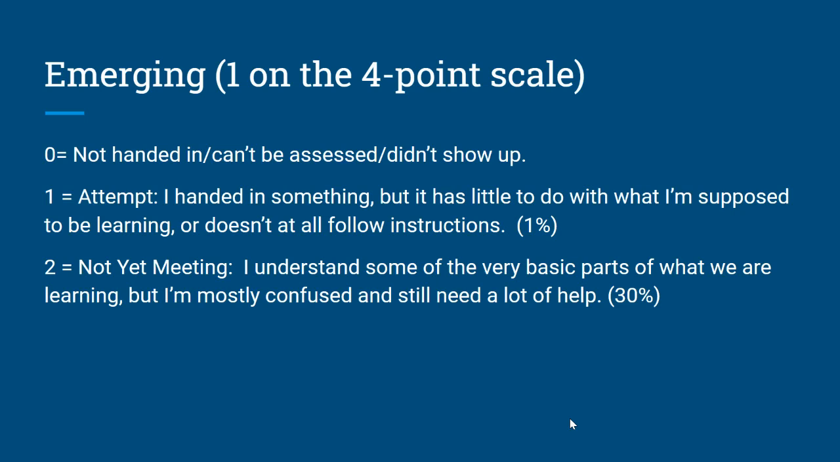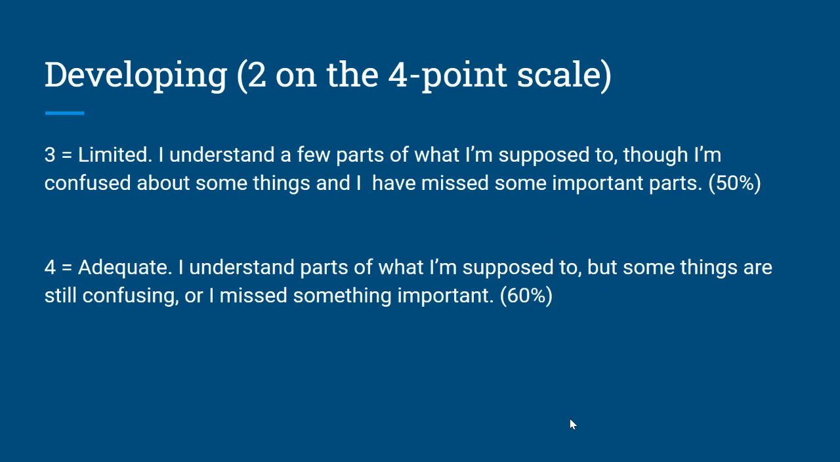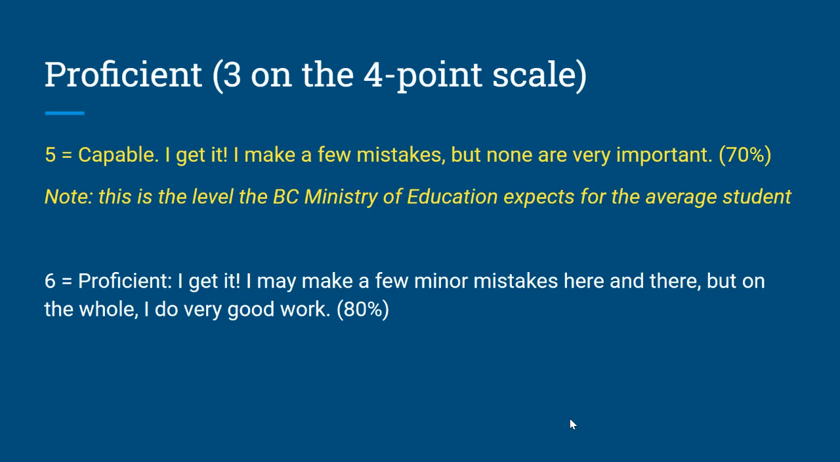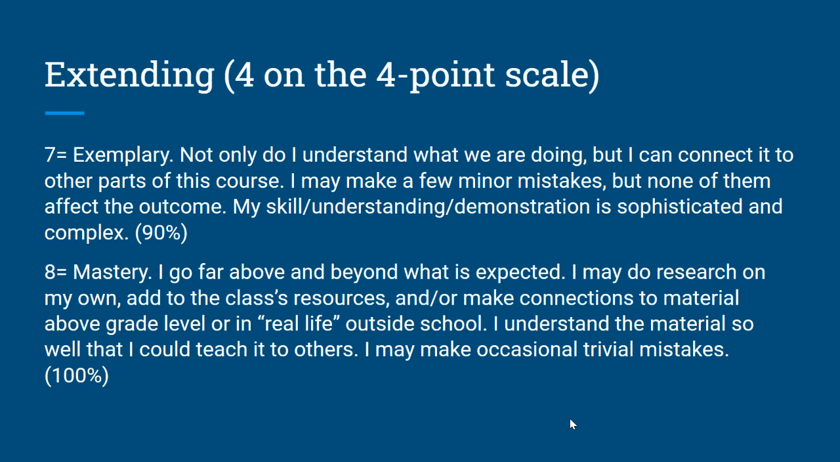A 1 or a 2, you're not showing very good learning yet. Developing, you're kind of getting it. Proficient, this is kind of what we expect of people at your level. You're getting 5 out of 8. That's what we expect. That's what comes out to 70%. And extending is the, oh boy, wow, are you ever good at this part?